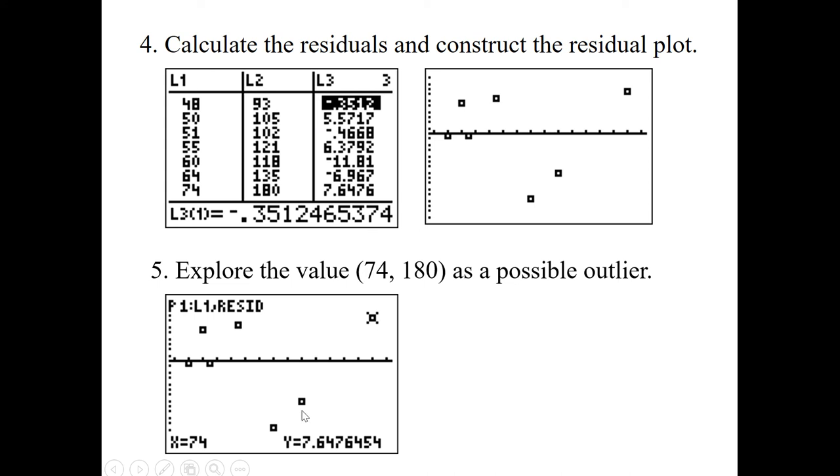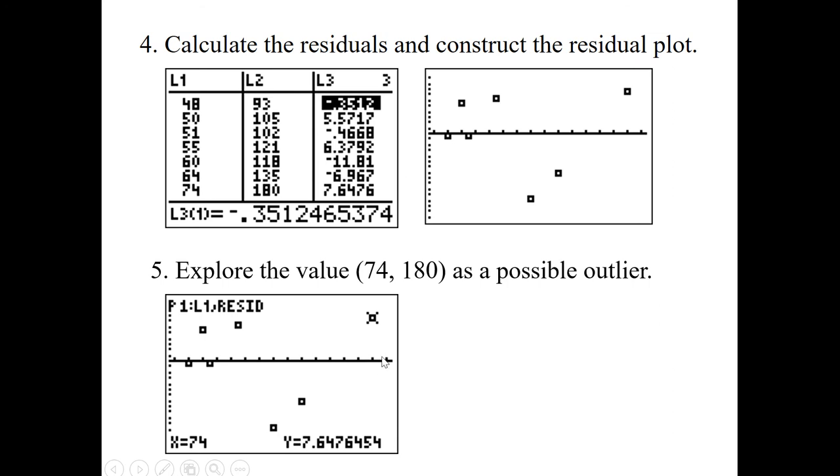But check it out. You can bounce through by hitting trace and moving through each one of these points. You can show that right there. And just look, does the difference between here and the x-axis look all that much different than these other guys? Yeah, these guys right here, but not so much these. And you can take a look at the actual numbers up here and see that 7.6 is really not that much bigger of a residual than 6.3 and 5.5. So it's probably not a big deal.